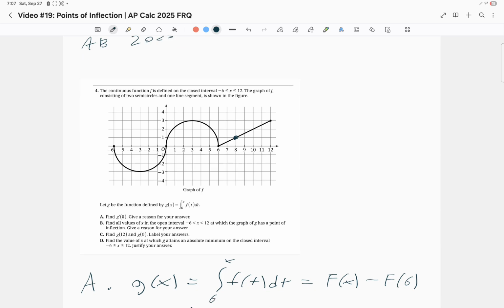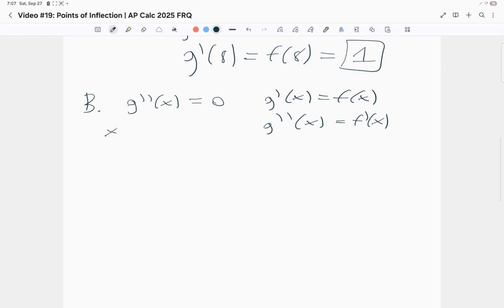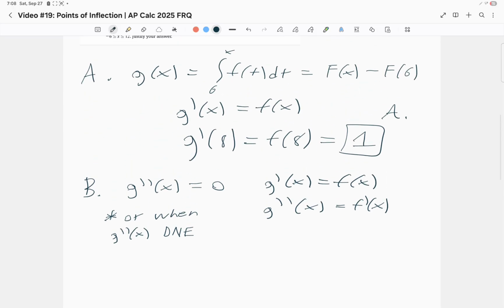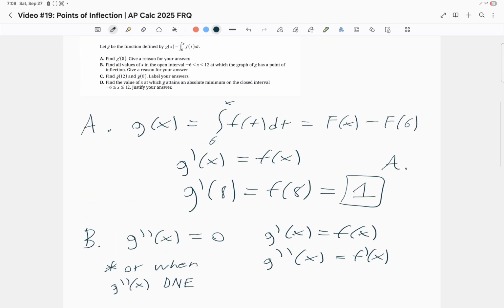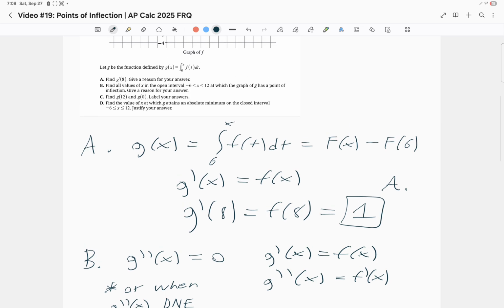Yes, but there's also another little asterisk here: when g double prime, the second derivative of g, does not exist. That's another thing we have to watch out for, because we can still have a point of inflection even at a point where the second derivative doesn't exist. So we still consider that to be what we would traditionally call a critical point.